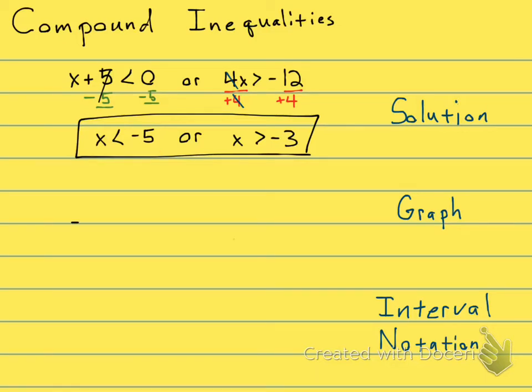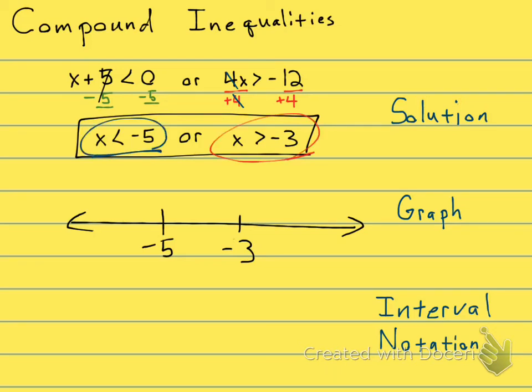All right, let's graph it. Find my important points of negative 5 and negative 3. Remember, negative 3 is to the right of negative 5. So if I were to show all the numbers, I'd have negative 4, negative 3, negative 2, negative 1. But I just need to show the important numbers. And I'll do this one in blue, and I'll do this one in red.